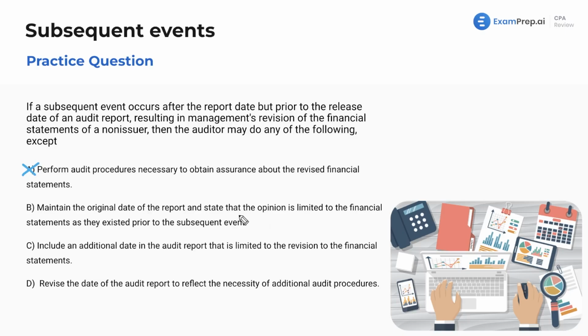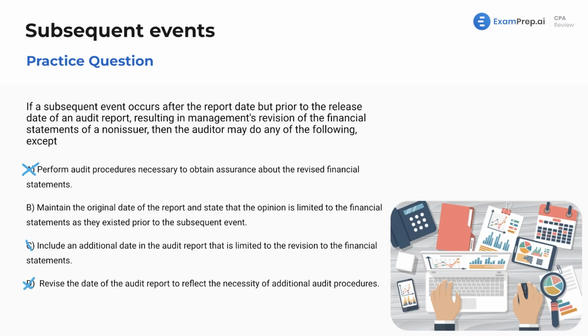Now you can maintain the original date of the report. You would dual date the report then, but this is not how you would do it. So this looks like it's going to be our answer. Let's see, letter C, include an additional date in the audit report that is limited to the revision to the financial statements. This is the proper method of how you would dual date it. So letter C is essentially the correct way of doing letter B. And lastly, provide the date of the audit report to reflect the necessity of additional audit procedures. This is something as well that we can do. So we are going to eliminate C and D on the basis that these are correct answers on what we can do.